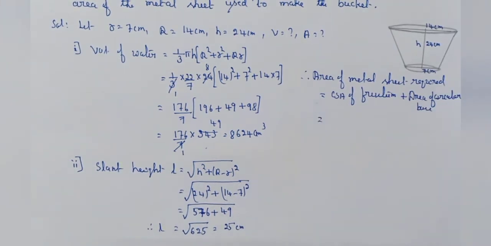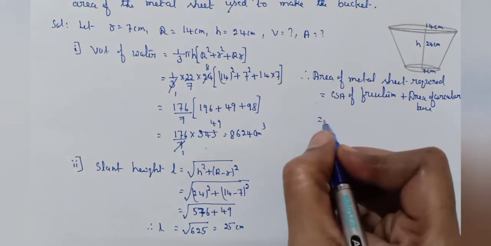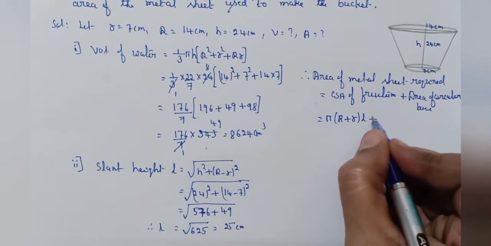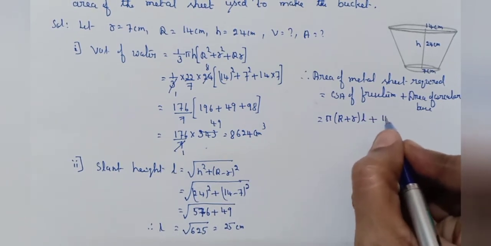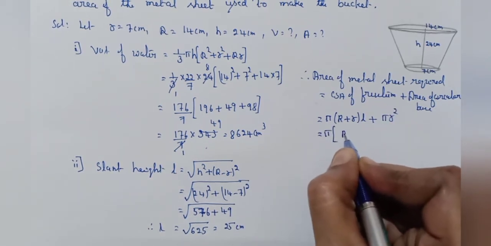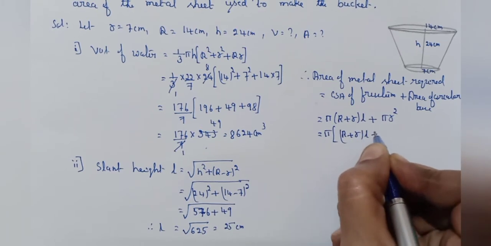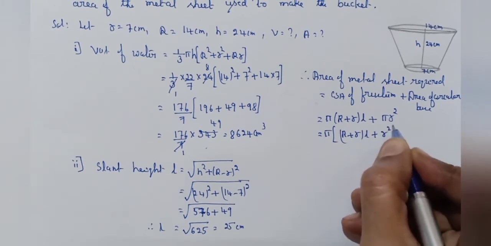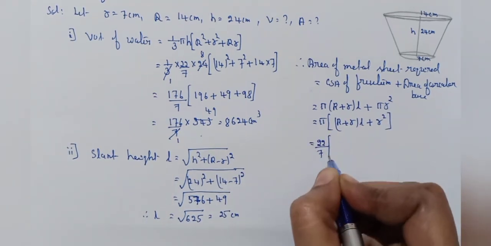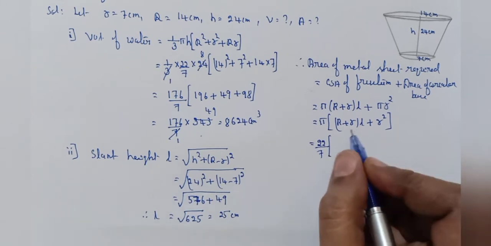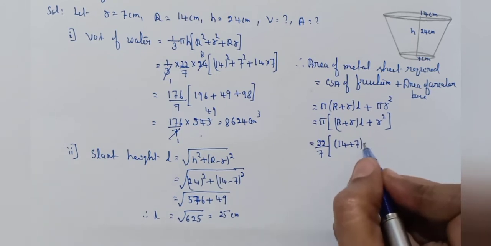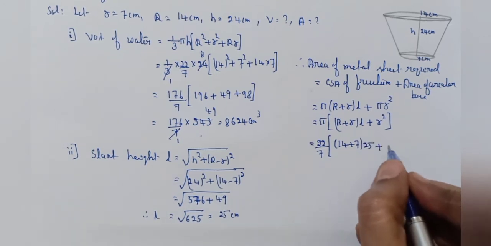CSA of the frustum, you know, is pi into (capital R plus small r) into L, and the area of the circular base is pi r square. Here we can take pi common factor: pi[(R plus r) into L plus r square]. Substitute pi value 22 by 7. Then the capital R is 14, small r is 7, and the slant height is 25, plus 7 square.